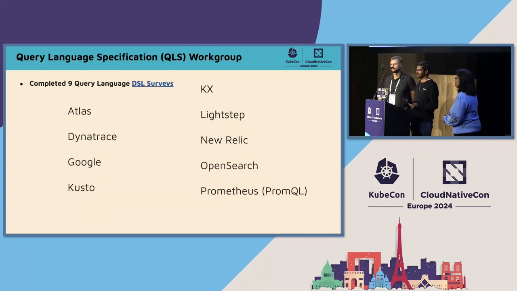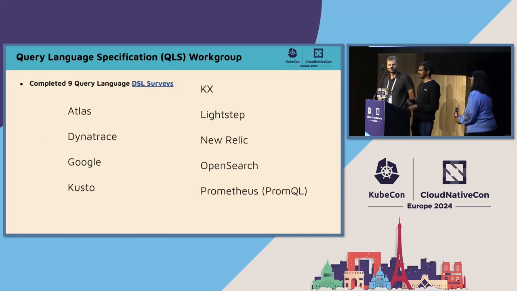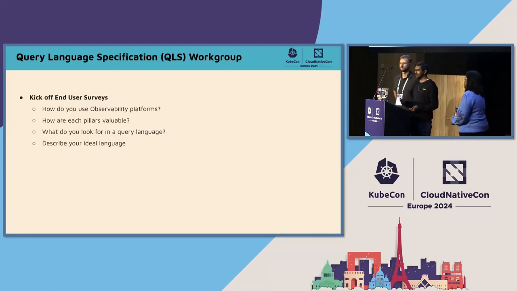If you are a creator of an open source project that has its own query language for observability, or if you are a vendor that has done the same for the products that you own, please do reach out to us. We'd be happy to interview and collect valuable feedback that you might have on how your languages came about. The next step that we also want to do is to empower the end users to tell us about their observability journey.